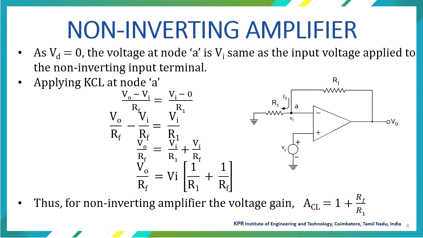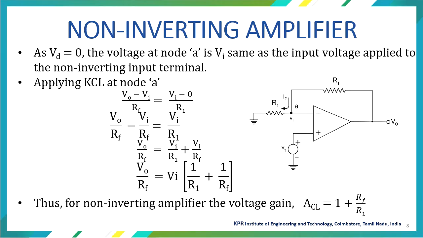Let's move on with the analysis part of the non-inverting amplifier. As we know, Vd is equal to 0. The voltage at node A is Vi, the same as the input voltage applied at the non-inverting input terminal. When we apply Kirchhoff's current law at node A, the equation will be (V0 minus Vi) divided by Rf, which is equal to (Vi minus 0) divided by R1.